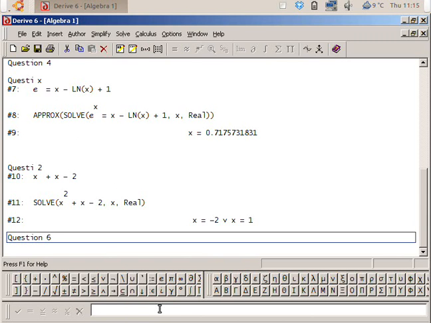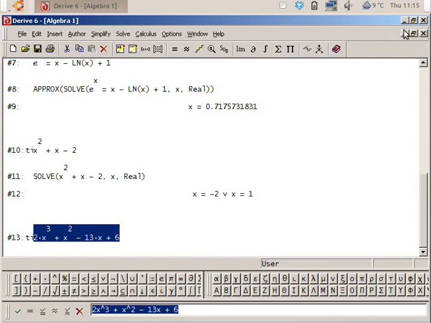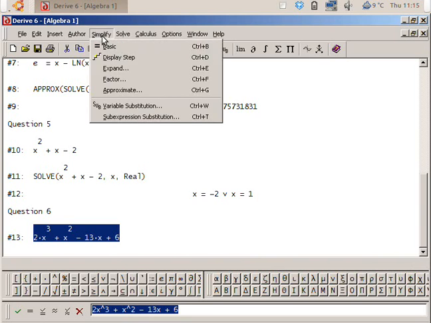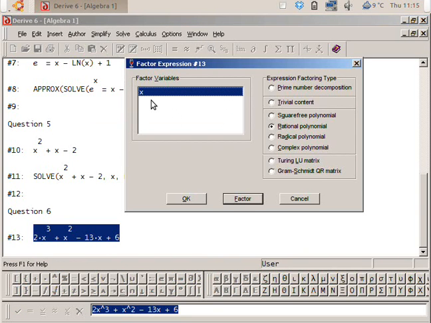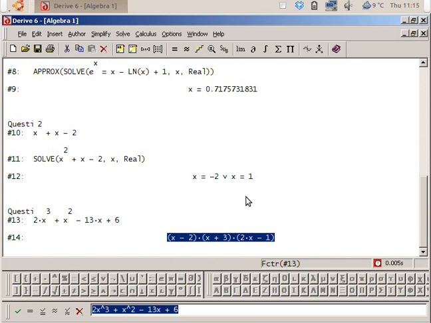Let's see. 2x cubed plus x squared minus 13x plus 6. Fix the font again. Okay. Factorize. Which one's that? Simplify, factor, and well, it's only x, so factor, and there you go.